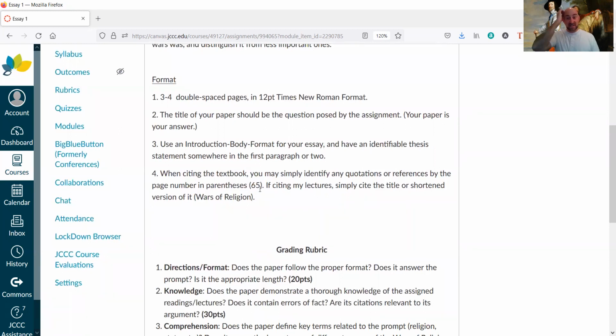And finally, if you want to cite the textbook, just cite, I know what textbook you're citing. You just use page numbers in parentheses, or my lecture. You can put the title of it in parentheses. Don't use anything else. Just use the lectures and the textbook. That should be enough. Don't do any outside research. I'll probably put that in there and make that clear. You don't need a works cited page. That won't be necessary. Just do that sort of thing.